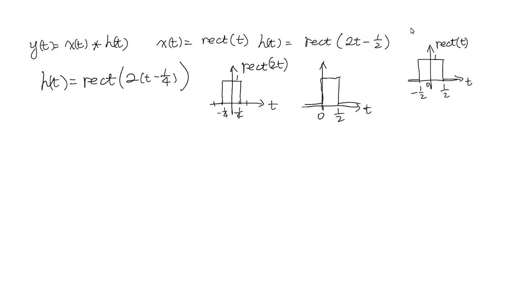Here's t. Finally, you can write the rect of this thing. I'm going to just write this version of 2t minus a half. So this is h of t, right? So this is what we have. Before starting to solve the convolution, we already know the graph of x of t and the graph of h of t.